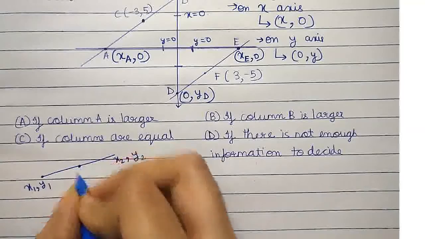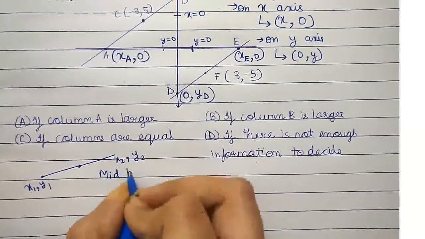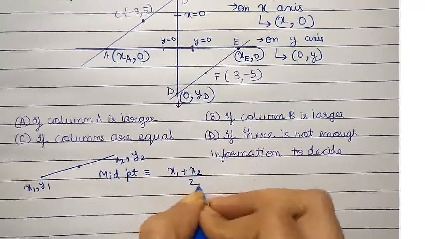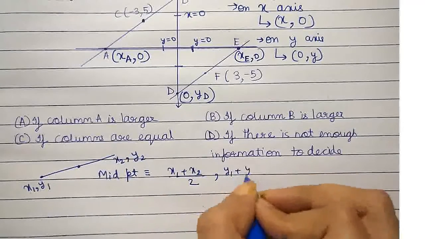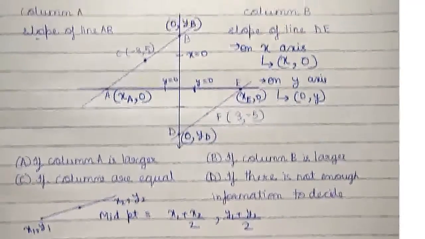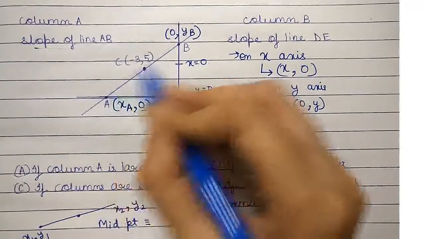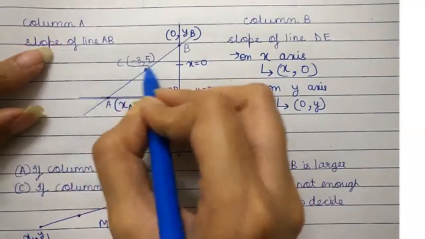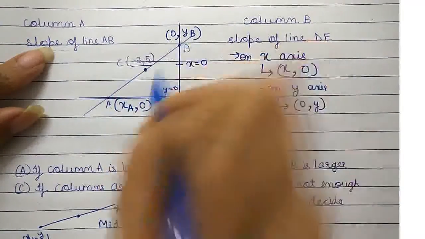Now, the midpoint theorem says that if we have a line segment with coordinates x1, y1 and x2, y2, then its midpoint will have coordinates (x1 plus x2) divided by 2, (y1 plus y2) divided by 2. This is the standard midpoint theorem. So the question says that the midpoint of AB is C, which has coordinates -3, 5.